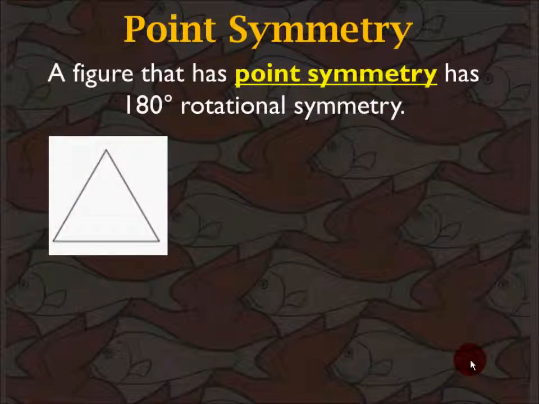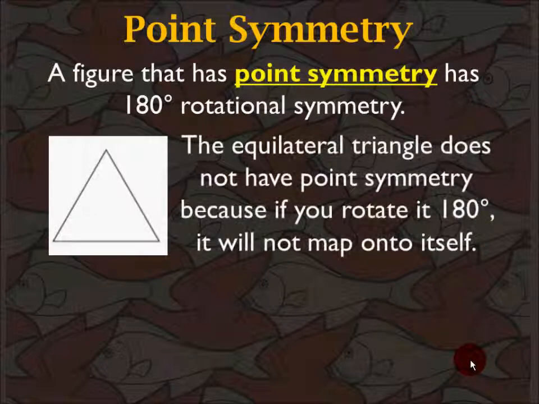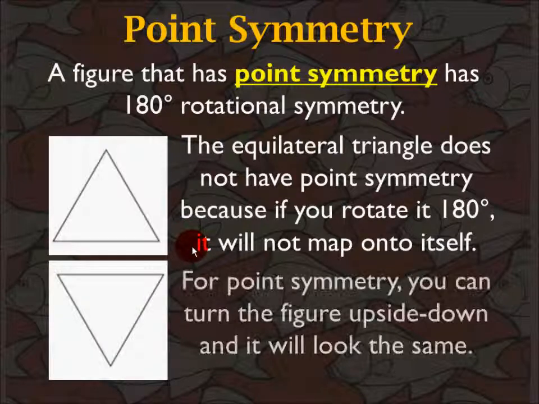Finally, there's the idea of point symmetry. A figure that has point symmetry has 180 degree rotational symmetry. In other words, if you rotate it 180 degrees, it looks exactly like it started. The equilateral triangle does not have point symmetry, because if you rotate it halfway around, it will not map onto itself. In other words, you cannot overlap it completely. However, many other shapes do, like squares, hexagons, and octagons.